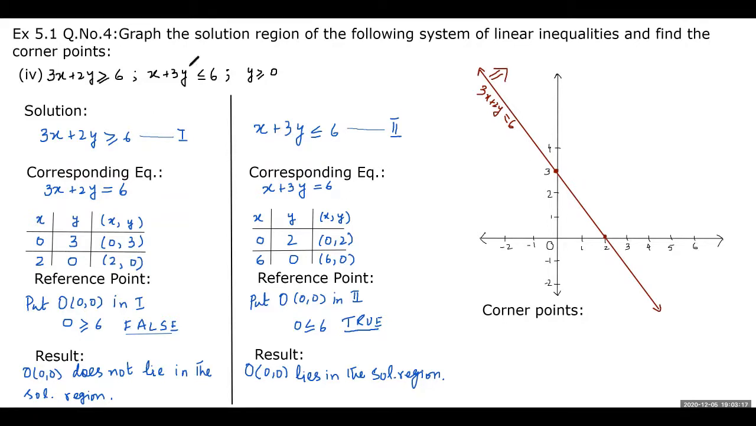Now we get to the second line. The second line, I'm going to draw it with a green color. x + 3y ≤ 6. The line is x + 3y = 6. The points are (0, 2) and (6, 0). Join these with a straight line. Here it is.